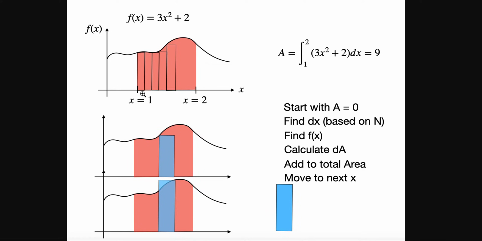And then I'm going to calculate how wide this piece is. And then I'm going to find my function f of x, and I'm going to calculate the area of that little box. I'm going to add it to this area right here. And then I'm going to move my x value to the next function, and repeat everything. And I'll keep doing that until I get to x equals 2. That's the plan. Now, I do want to point out one difference, and I'll do it both ways.